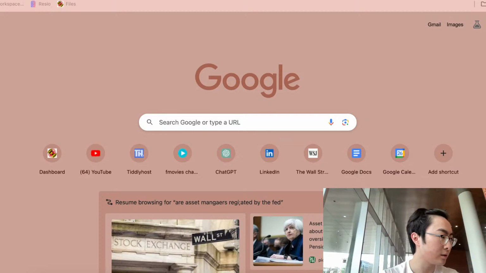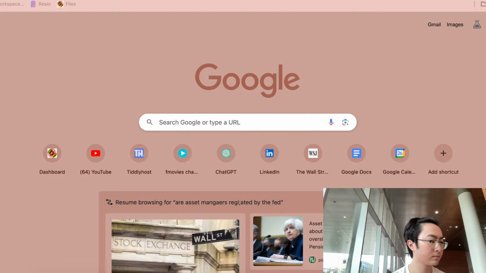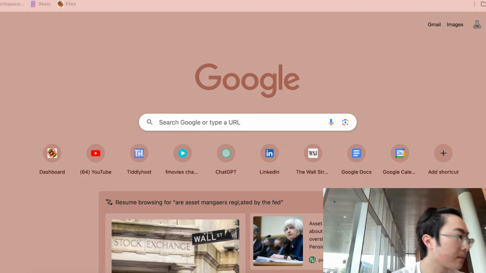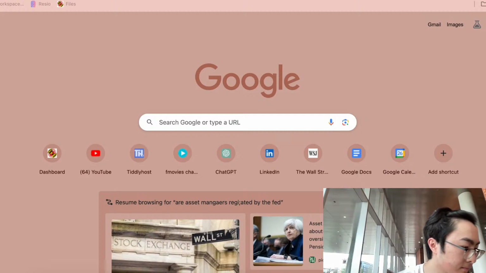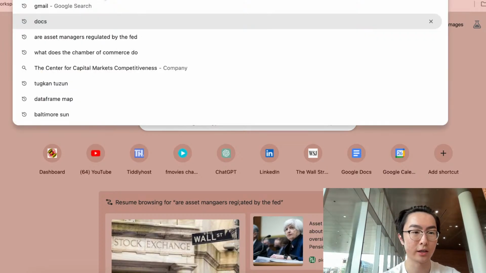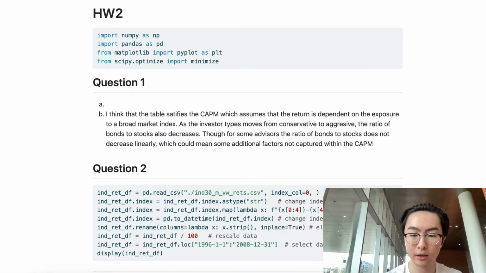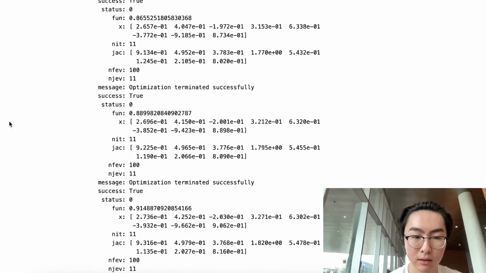Read CSV. Okay, I'm going to bring this over to this side because it's kind of annoying having to, man, what is going on there? Okay.